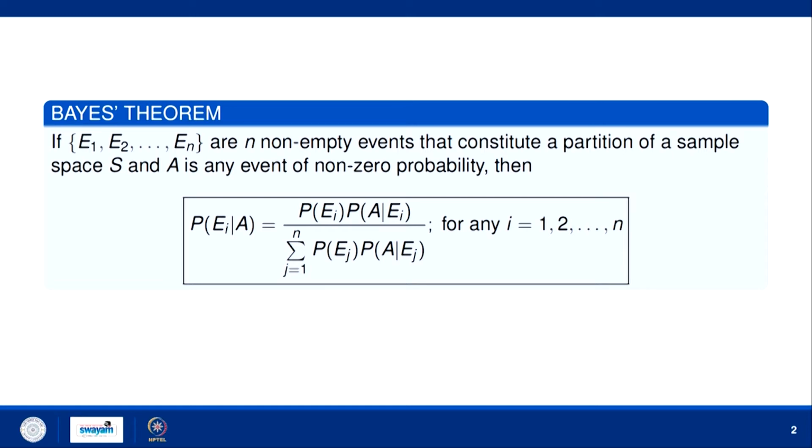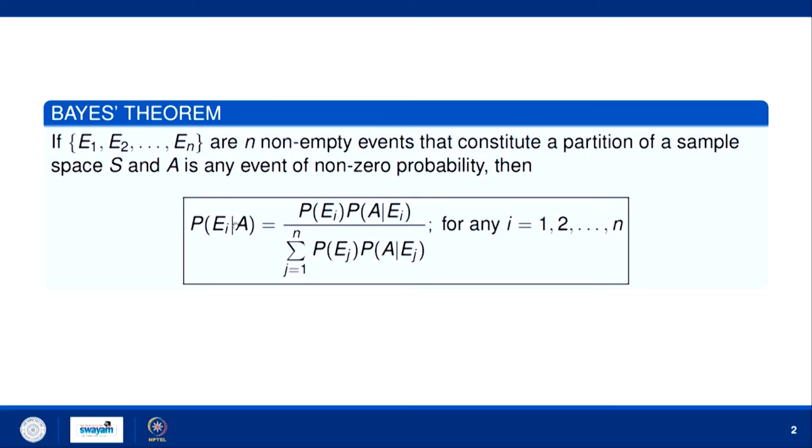So suppose these are the partition and A is any event of non-zero probability. Then the probability of any EI, where I may be 1, 2, 3 up to N, given A is given by probability of EI into probability of A given EI, upon the sum of all this. So how do we obtain this?